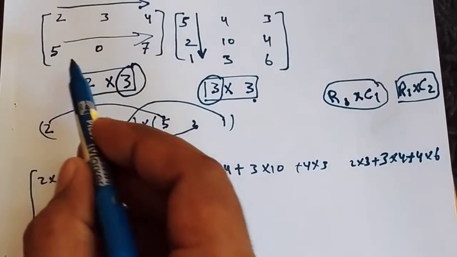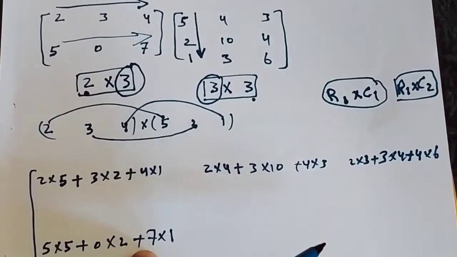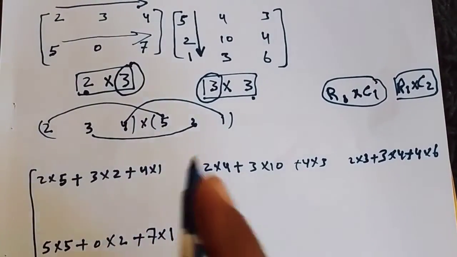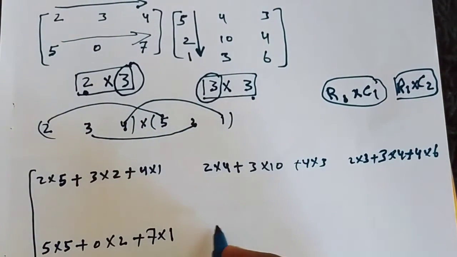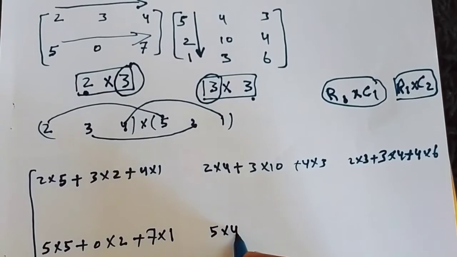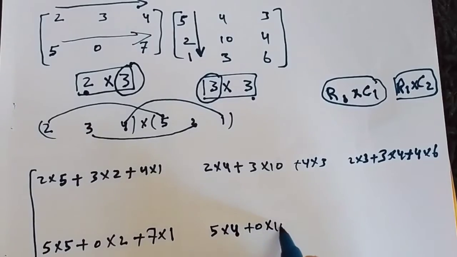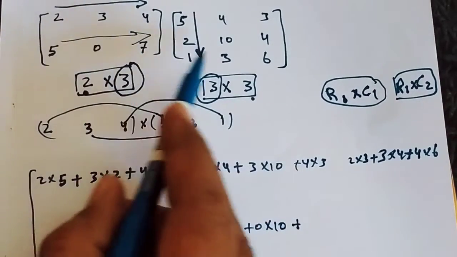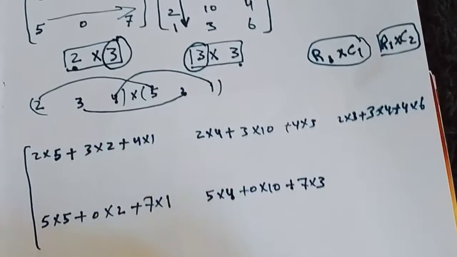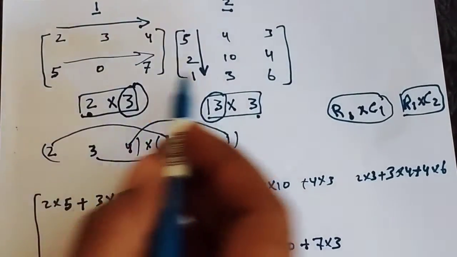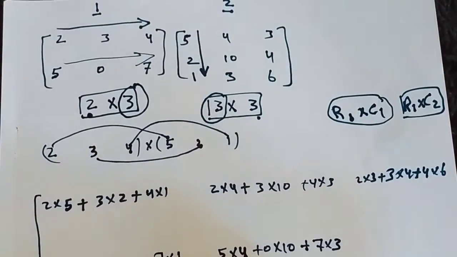After this, second row with the first column, finished. Then second row with the second column. So 5 multiply 4, then plus 0 multiply 10, then plus 7 multiply 3. Understand? Second row with the second column. This is the second column of the final answer.